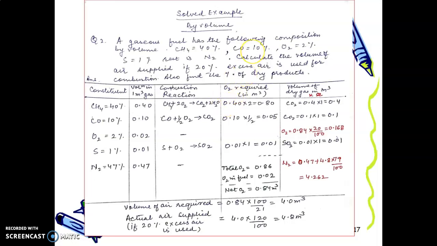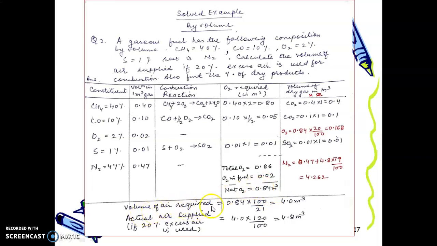When we talk about volume, if 1 mole of CH4 requires 2 moles of oxygen, then 0.40 will require 0.40 into 2. Similarly for carbon monoxide, 1 requires half, then 0.10 will require 0.10 into half, and 0.01 into 1. So we get a total amount of oxygen of 0.86. Now oxygen in the fuel is 0.02 meter cube, so we have a net amount of oxygen as 0.84 meter cube.